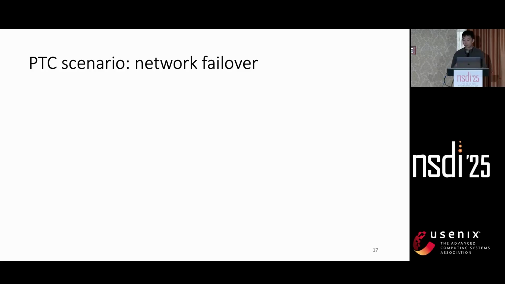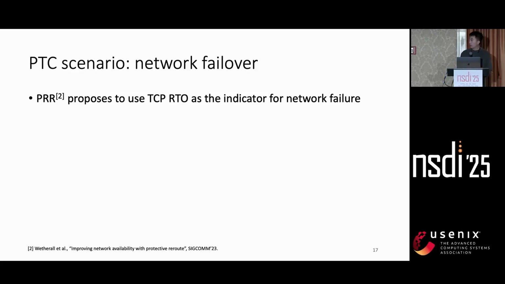Okay, so next, let's look at specific scenarios. Network failover, as Congcong mentioned. To evaluate, we compare against PRR, which was proposed in 2023 by Google for protective reroute. They use TCP RTO as the indicator for network failover, and once failure is detected, they will try to repath the flows by changing the port number. So basically, they will try to repath the flow randomly.